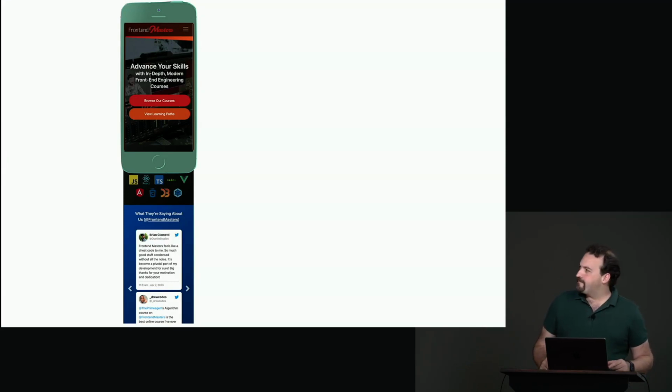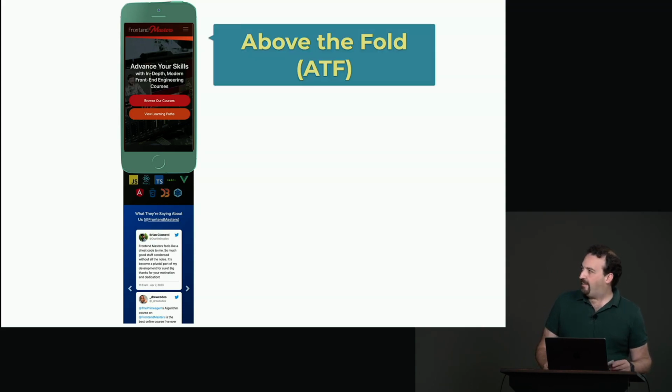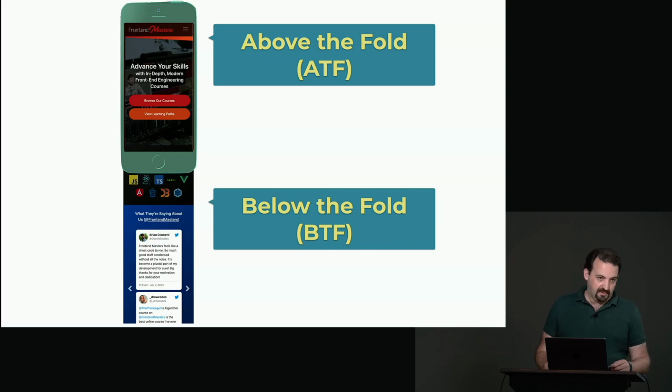So when we are dealing with performance, typically we say that we have something known as above the fold, ATF, and something known as below the fold, BTF.